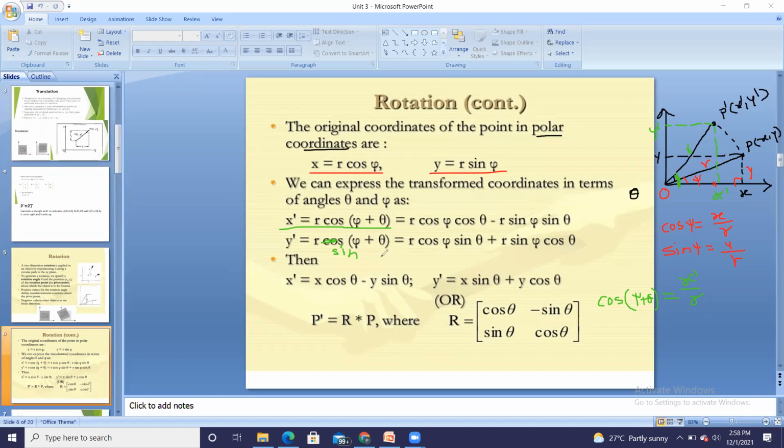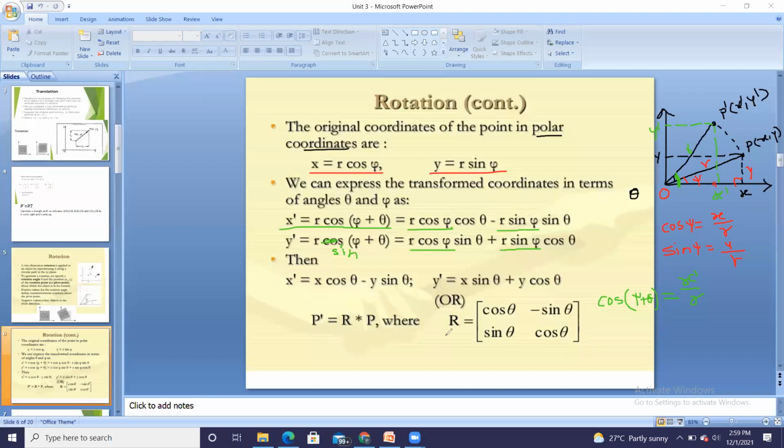Okay. So I will replace this r cos psi by x and r sin psi by y. Similarly, here also I will perform the replacement, and ultimately what I will get is x dash is equal to x cos theta minus y sin theta, and y dash is equal to x sin theta plus y cos theta.